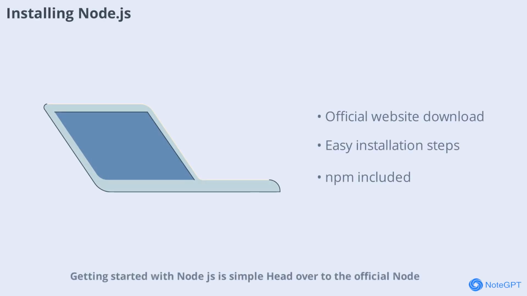Getting started with Node.js is simple. Head over to the official Node.js website and download the installer for your operating system. Follow the installation prompts, and within minutes, Node.js will be up and running on your machine. Once installed, you'll also have access to NPM, the Node package manager, which is essential for managing libraries and dependencies. Let's make sure everything is set up correctly before we write our first Node.js program.